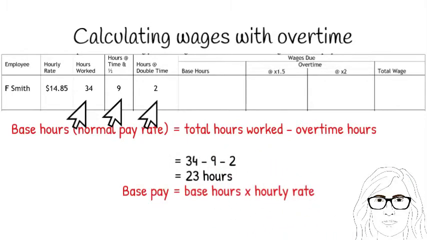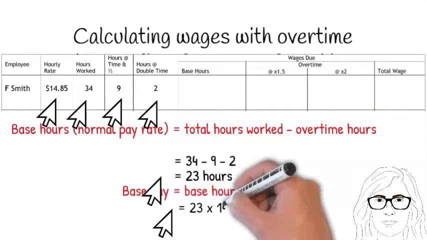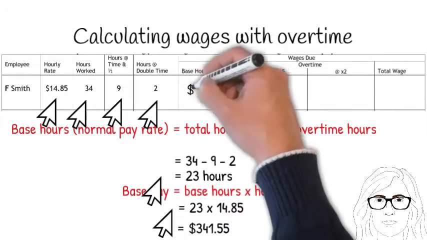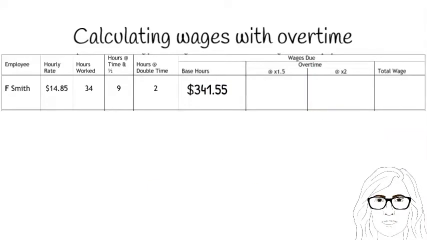Now, the base rate of pay needs to be worked out. So we have our base hours, which we've calculated, multiplied by our hourly rate. Multiply those together and you will get a pay for those 23 hours. Put this in your table.